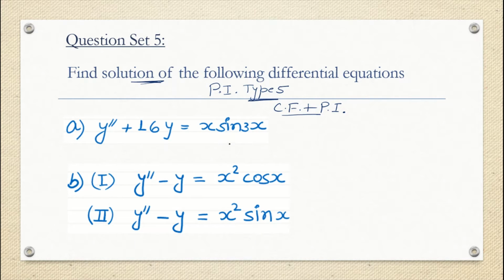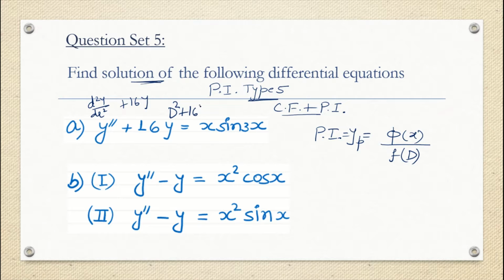So we know that PI is my yp, and yp is the right hand side, whatever is present there, divided by the differential operator from the left hand side, which we write in the denominator. Here y double dash is nothing but d2y by dx square. This is degree 2, and plus 16y is x sine 3x. In terms of the differential operator, it is D square plus 16, then y is x sine 3x, right? So we know these things.